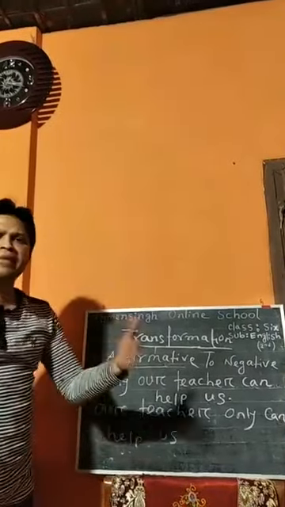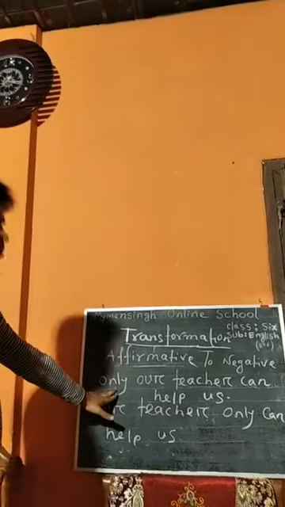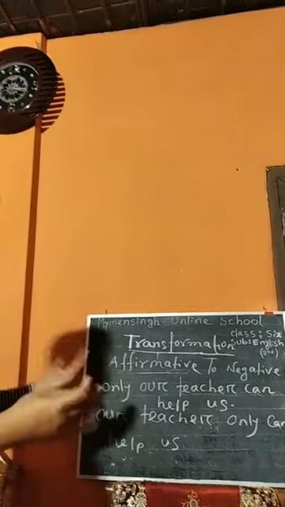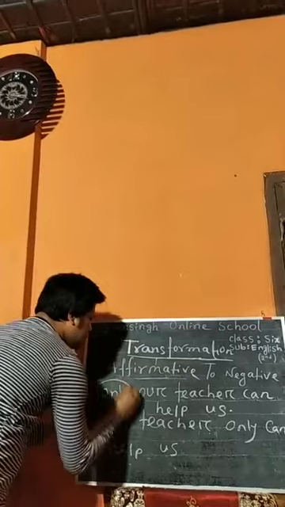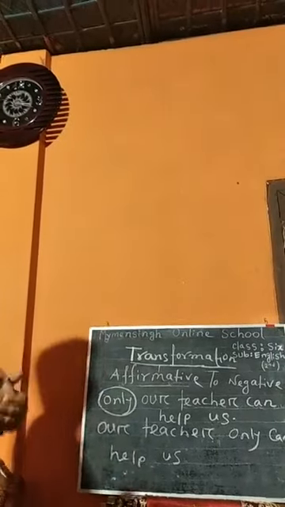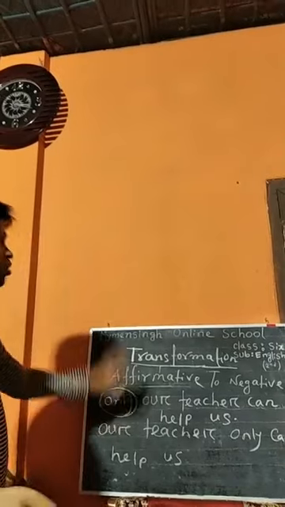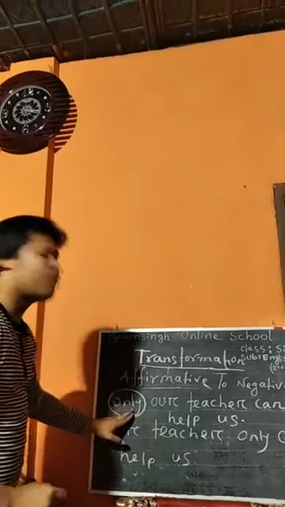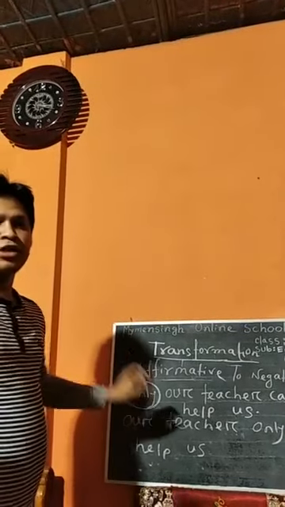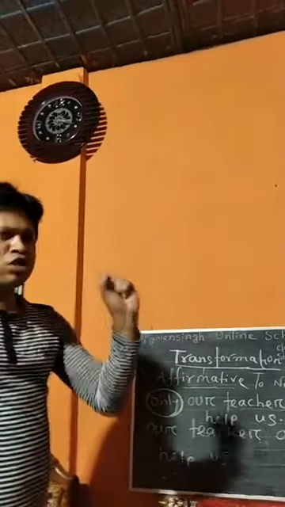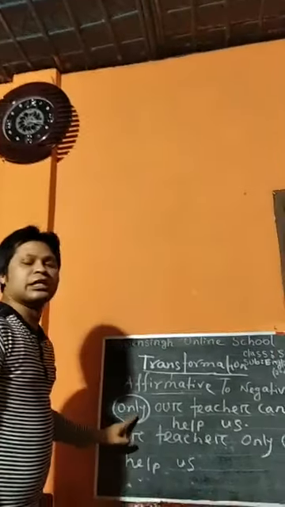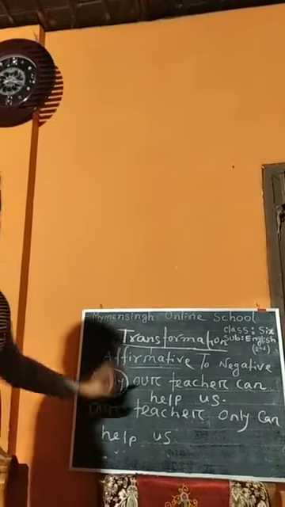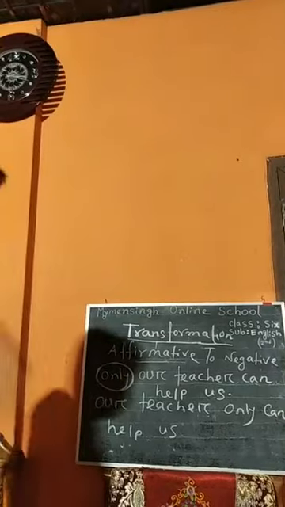What is the meaning of only? Only means merely. Our teacher is enough, able. So the synonym of only is merely. Here, none but and nothing but are also synonyms of only. So you have to remember it. None but, nothing but is also a synonym of only. That is why we replace this only by none but, nothing but. You have to remember it.